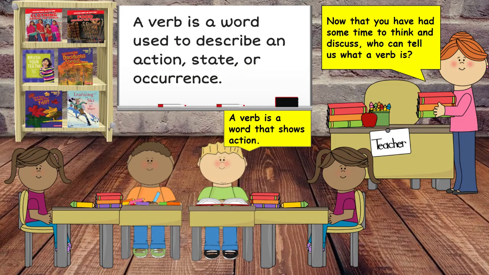Now that you have had some time to think and discuss, who can tell us what a verb is? Yes, Brian, go ahead. A verb is a word that shows action. Yes, you are correct. A verb is a word used to describe an action, state, or occurrence. Great job, everyone. Let's move on.